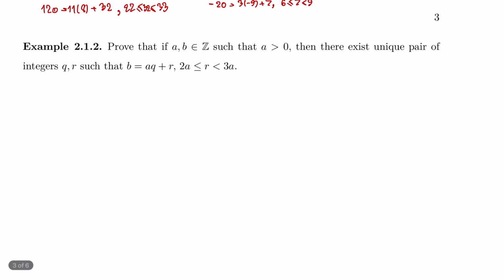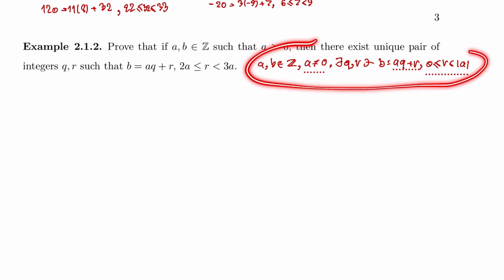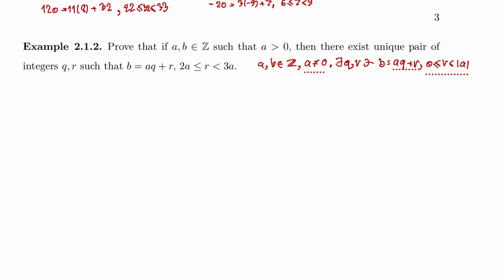Normally, if you have a and b being integers such that a is not 0, they will have q and r such that b equals aq plus r, where r is greater than or equal to 0 and less than the absolute value of a. This is the division algorithm.